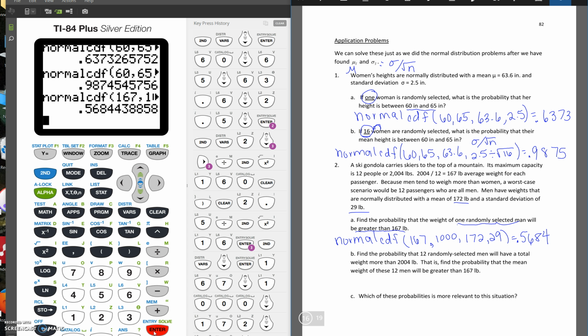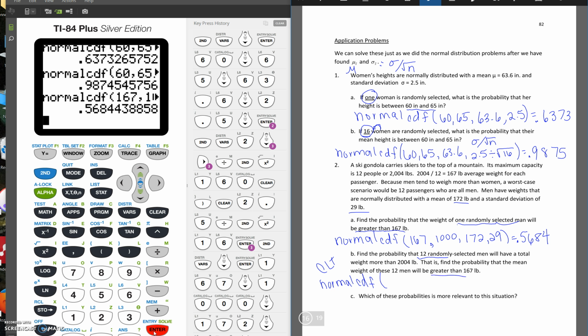Okay, so part B says find the probability that 12 randomly selected men will have a total weight of more than 2,004 pounds. That is, find the probability that the mean weight of these 12 men will be greater than 167. So this is where we need the central limit theorem, because we're picking more than one person. We're picking 12 people. So we're going to do normal CDF.